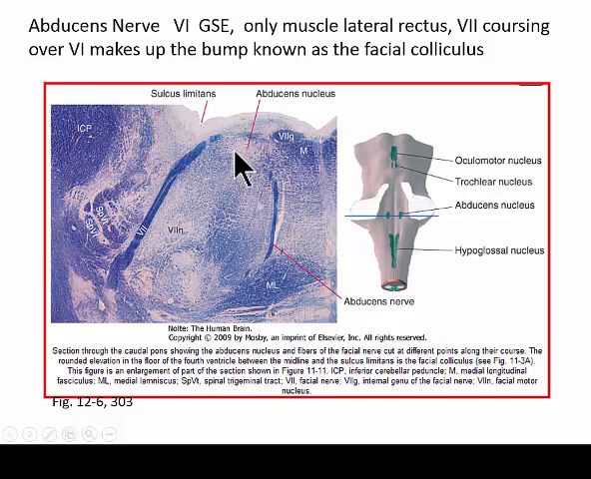Here's another drawing of the abducens nucleus. This is 7. Remember, the bump is called the facial colliculus. This is part of the 7th nerve here. It's kind of coming at us. And this is the 6th nerve here. So 7 went like this. 6 went like this.